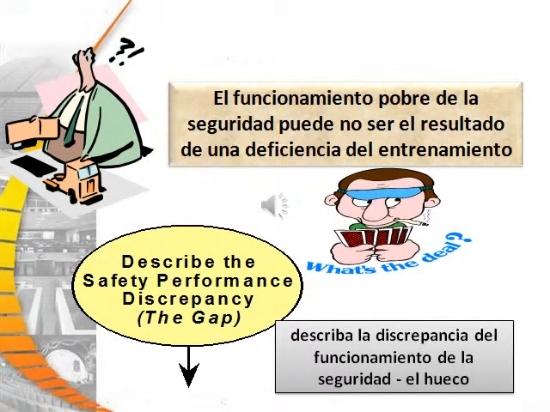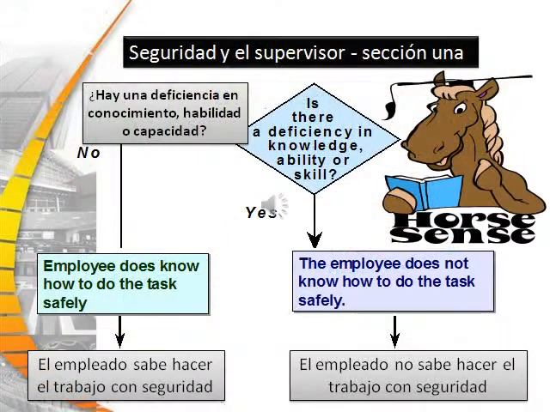Poor safety performance may not be the result of training deficiency. Describe the safety performance discrepancy, or the gap. Is there a deficiency in knowledge, ability, or skill? If yes, the employee does not know how to do the task safely. If no, the employee does know how to do the task safely.